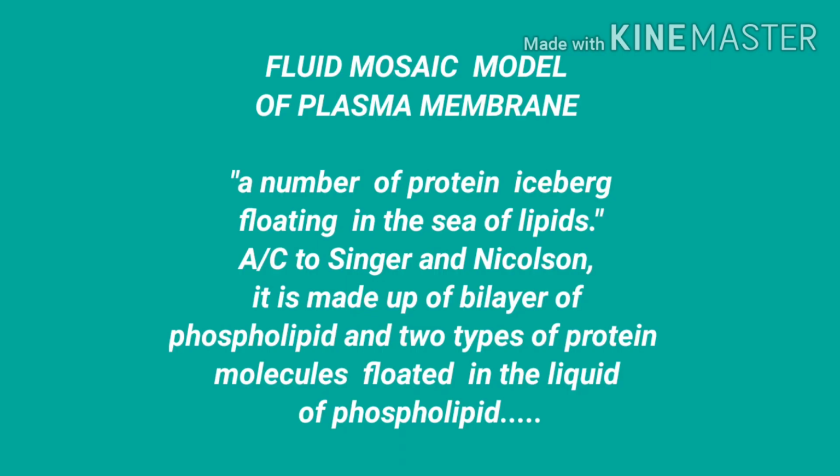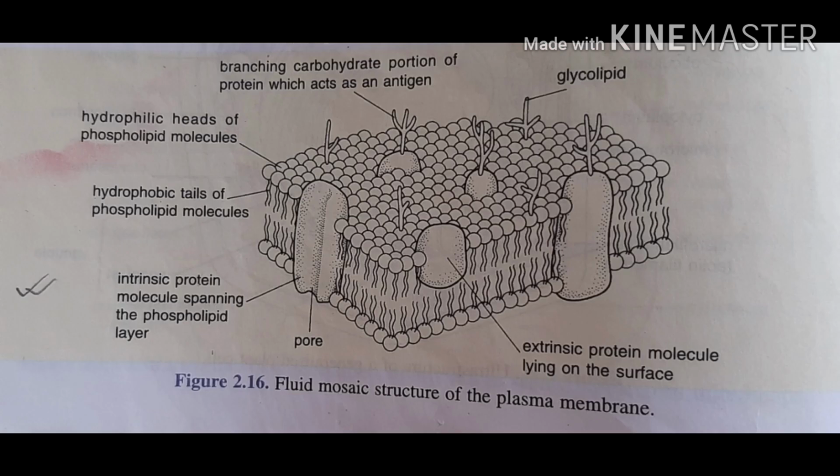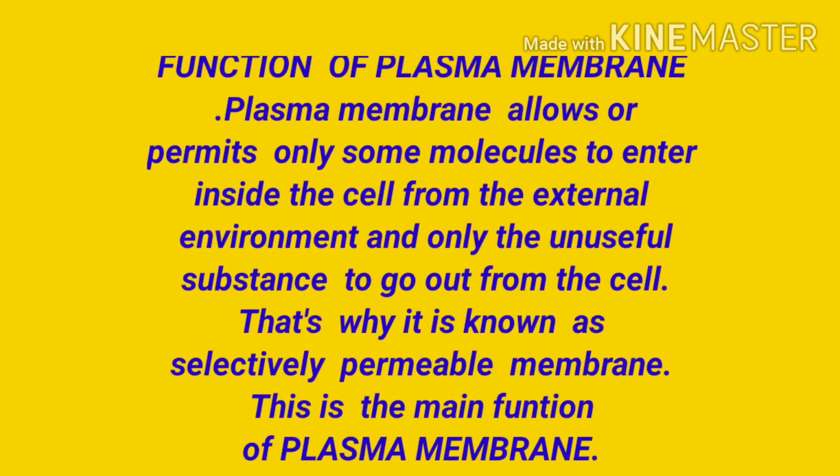Now let's see the fluid mosaic model of a plasma membrane: a number of protein icebergs floating in a sea of lipids. According to them, it is made up of a bilayer of phospholipid, and two types of protein molecules float in the liquid of phospholipid. Now see the diagram of phospholipid in a fluid mosaic model of a plasma membrane. Now all of you pause it and draw the structure of plasma membrane. Here you can see the types of proteins in the plasma membrane.